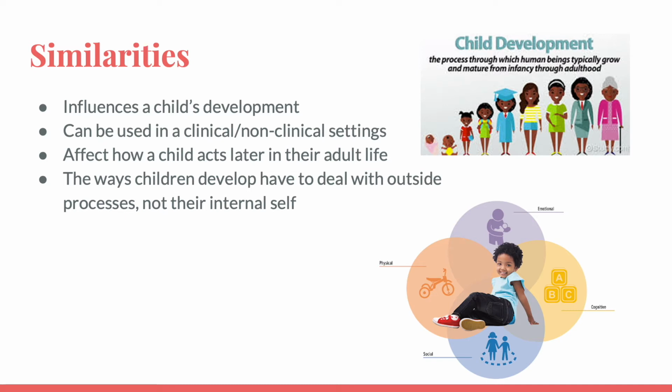Mostly, these affect children in their later life. So if they've learned something through behaviorism, that's going to continue on into their adult life. Same with attachment style. That attachment style that they develop early on is how they're going to act and how they build relationships. Lastly, one of the deeper similarities is that the way children develop has to do with outside processes, not their internal self.